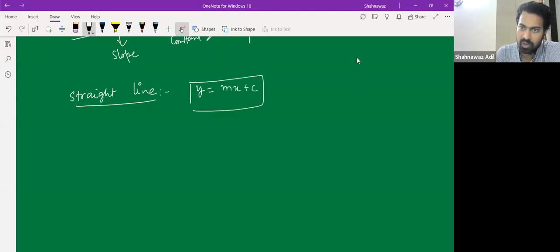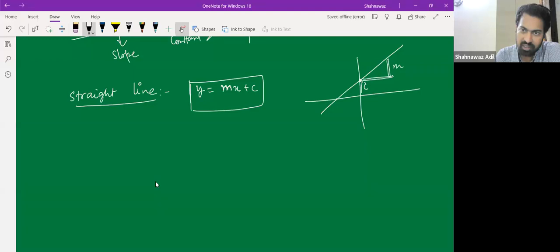Okay, so where this is, let's say, your y-intercept, this is your x-intercept. So at x equals 0, y is c. So this is your c, and m is the slope of the straight line. Is that clear, guys? Yes, sir, it's clear. Yes, guys, is that clear?